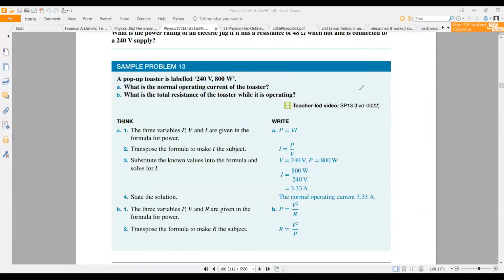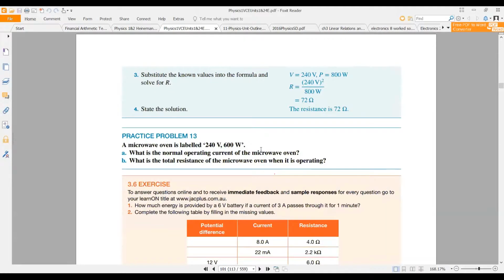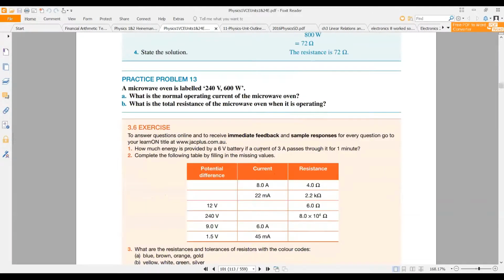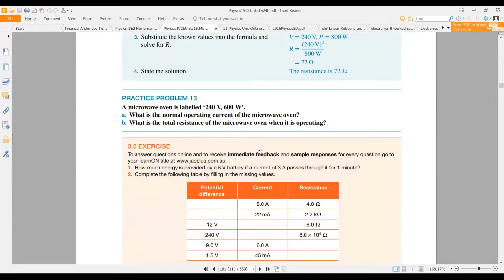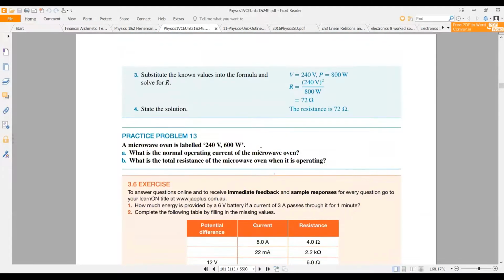I'm going to clear all these drawings. I'm going to quickly, and so you can see here that they got this 3.3, and then they also got 72. So they got the same sort of results. After that, you directly jump into the next bit.